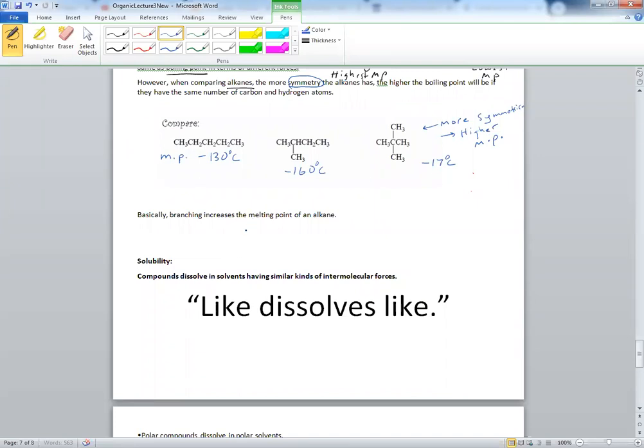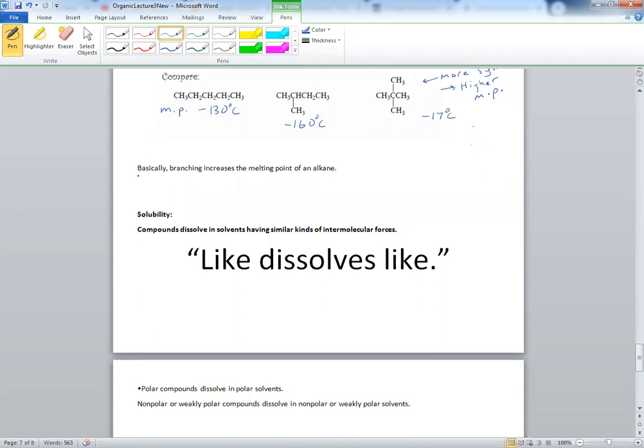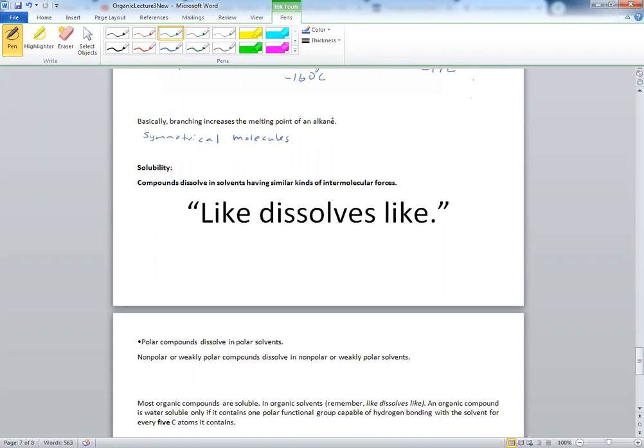So the trend goes like this. I'm going to write it down underneath here: symmetrical molecules pack better in a crystal structure. So this is why branching and symmetry helps.